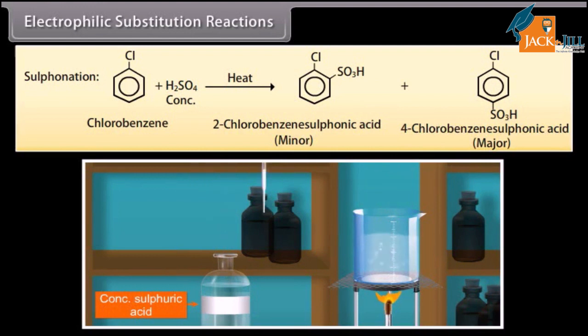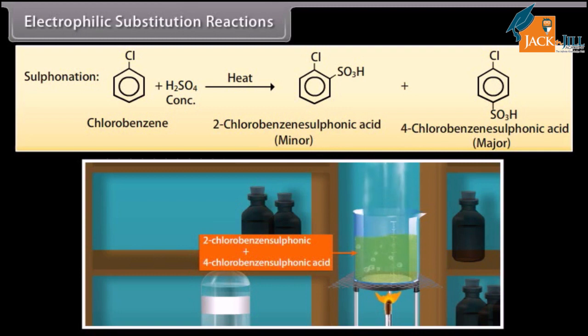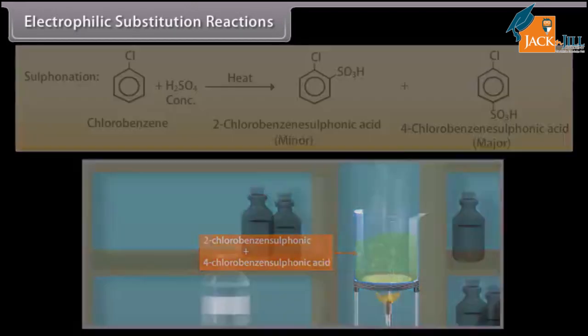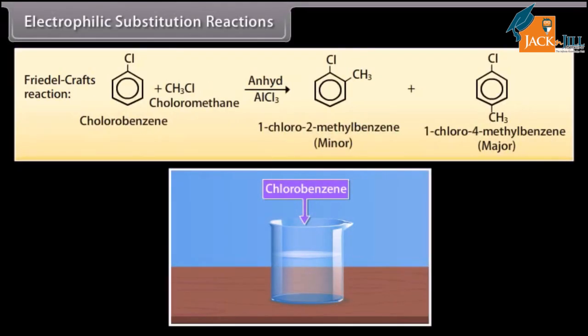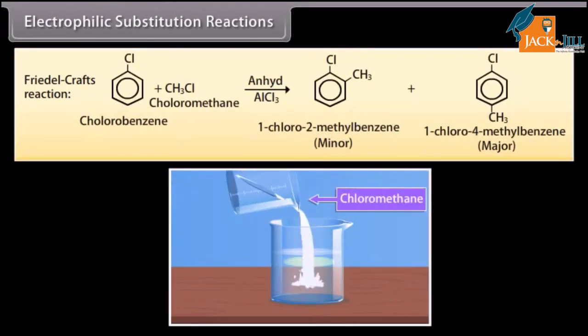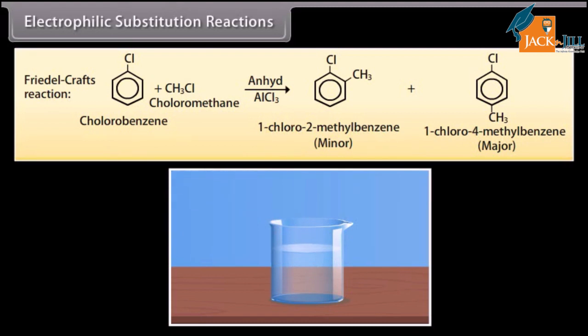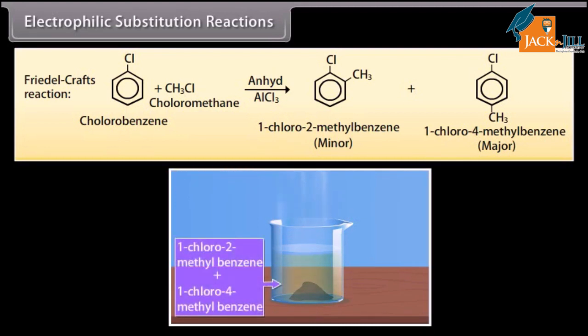Sulfonation. When chlorobenzene is mixed with concentrated sulfuric acid, it reacts to give 2-chlorobenzene sulfonic acid, which is a minor product, and 4-chlorobenzene sulfonic acid, which is a major product. Friedel-Crafts reaction. When chlorobenzene is mixed with chloromethane and anhydrous aluminium chloride is added, it reacts to give 1-chloro-2-methylbenzene, which is a minor product, and 1-chloro-4-methylbenzene, which is a major product.